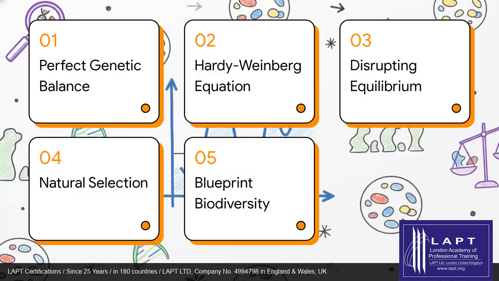So here is our roadmap for today. We're going to start with the perfect genetic balance. Then we'll dive into the Hardy-Weinberg equation itself. After that, we'll look at the forces that disrupt equilibrium, observe natural selection in action, and finally wrap things up with the blueprint of biodiversity.